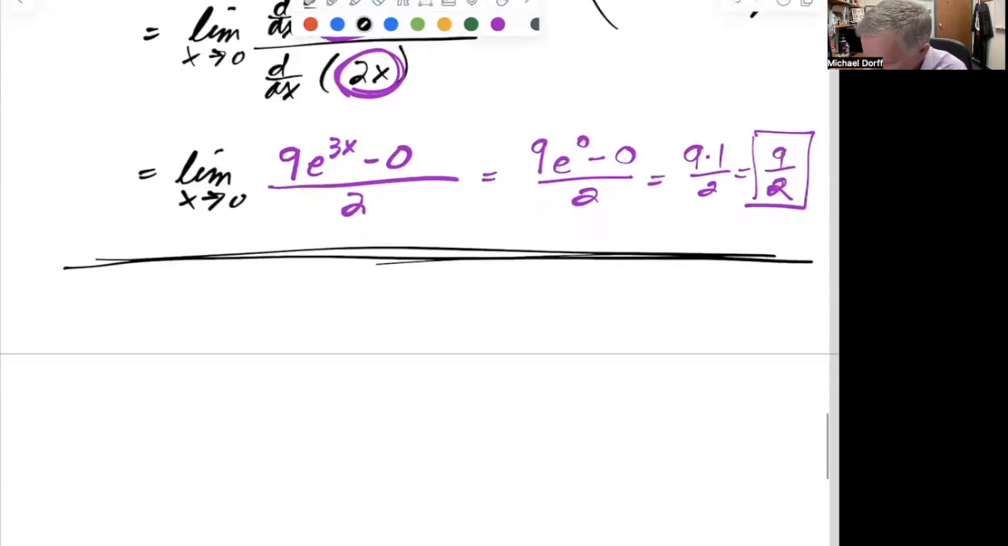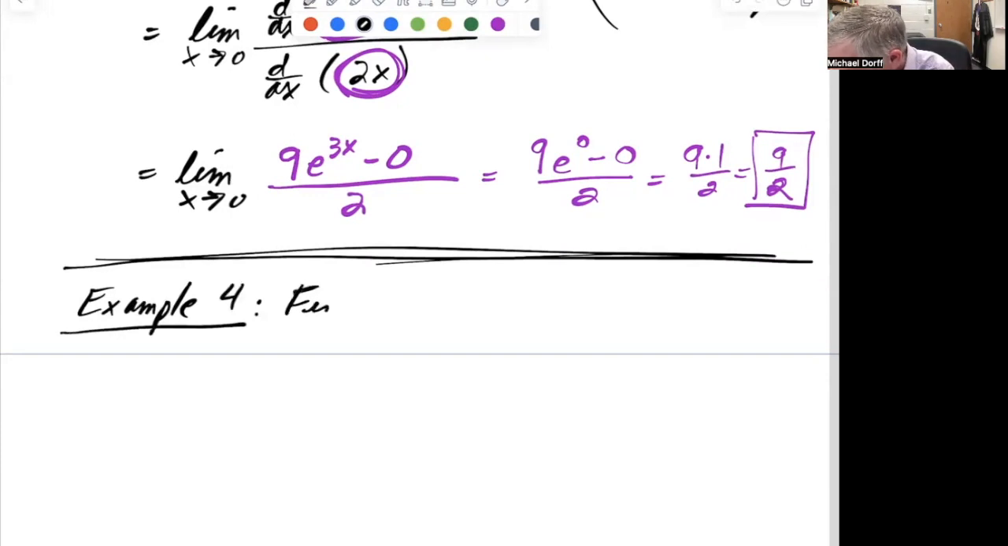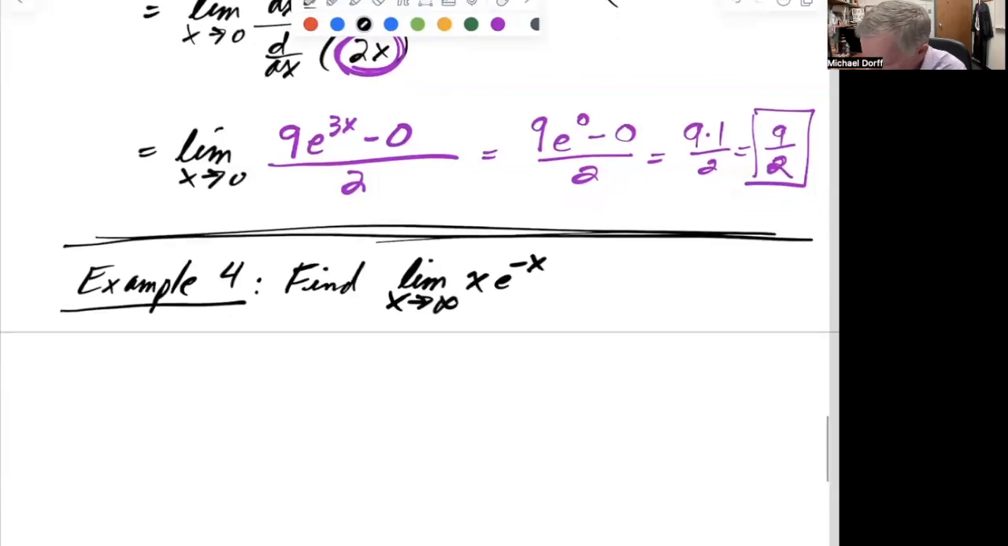Okay, let's look at another example. So we've looked at an easy example that was similar to what we did before. We looked at another straightforward example with a natural log. Then we looked at this previous example where we had to do L'Hopital's rule twice. So here's this fourth example. We're going to find the limit as x goes to infinity of x e to the negative x.